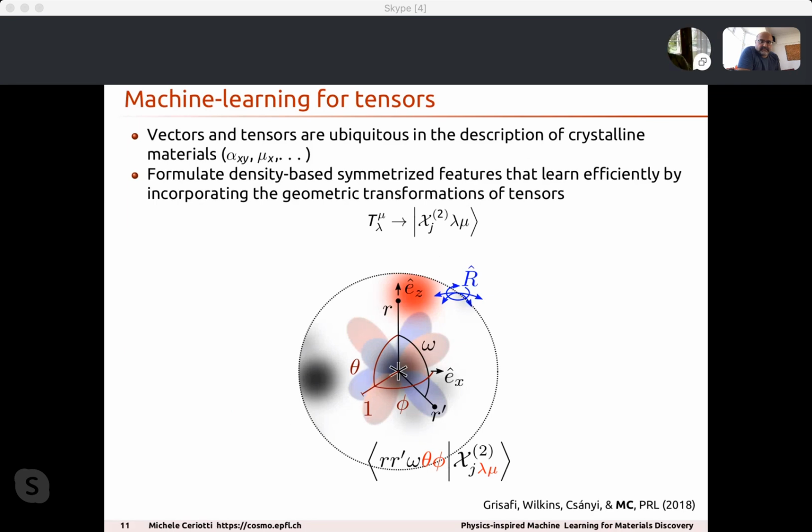So essentially the idea is that, okay, just look at this esoteric looking object, which is indicating a tensorial feature. What you see here is that the bra side of the Dirac notation contains coordinates that are associated with the position of the atoms. So you need to describe the position of your atoms, but on the right-hand side, you have this lambda mu that instead refers to the property that you're trying to predict.